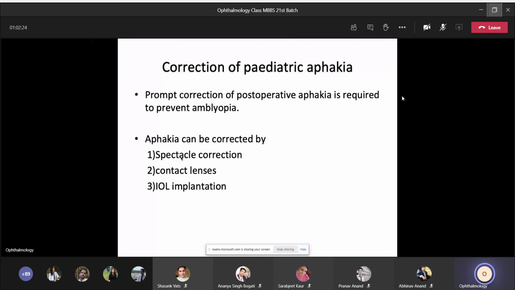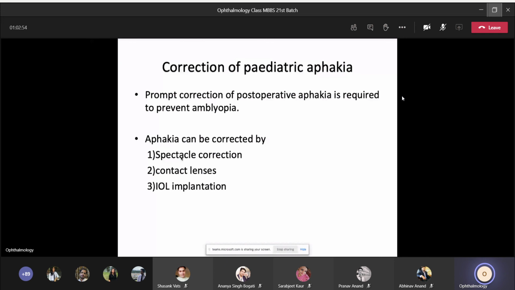If the children are aphakic, we have to give prompt correction of post-operative aphakia. If we don't give optical correction on time, within a week after surgery, then the patient will develop amblyopia. So we don't want all the effort to go in vain. We have to give them early visual rehabilitation.